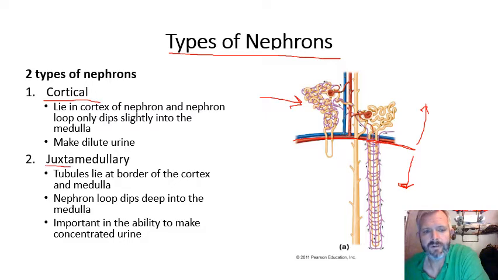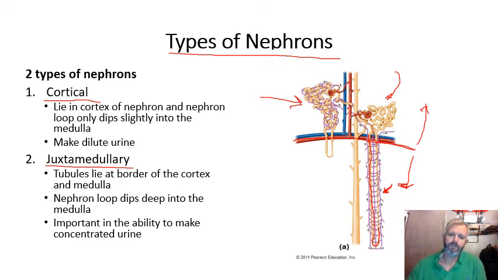The other roughly 15% of the nephrons, the juxtamedullary nephrons, are this variety here, where they are closer to the border of the medulla. You can see they have these long nephron loops that extend down. You can see the peritubular capillaries wrapping around the cortical nephrons here, but for the juxtamedullary nephrons we have the vasa recta, as you probably remember from the anatomy days.